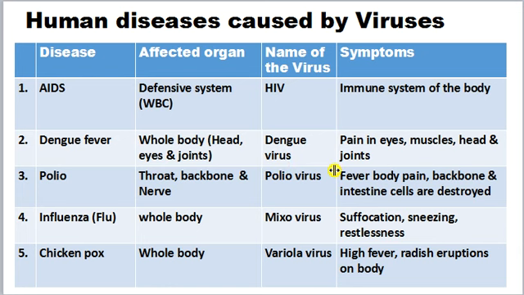Now third one, polio or poliomyelitis. This is a highly contagious viral infection that causes paralysis, breathing problems and may be fatal. It is caused by the polio virus, and affects your throat, backbone and nerves. The symptoms include fever, body pain, and the backbone and intestinal cells are destroyed. So this is a highly contagious disease caused by the polio virus.